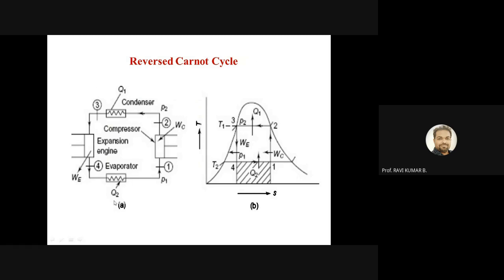So it will come in. As this is liquid, it will absorb the heat from the surroundings. It will get converted to vapor form again. Then the cycle repeats. Like that it will go.